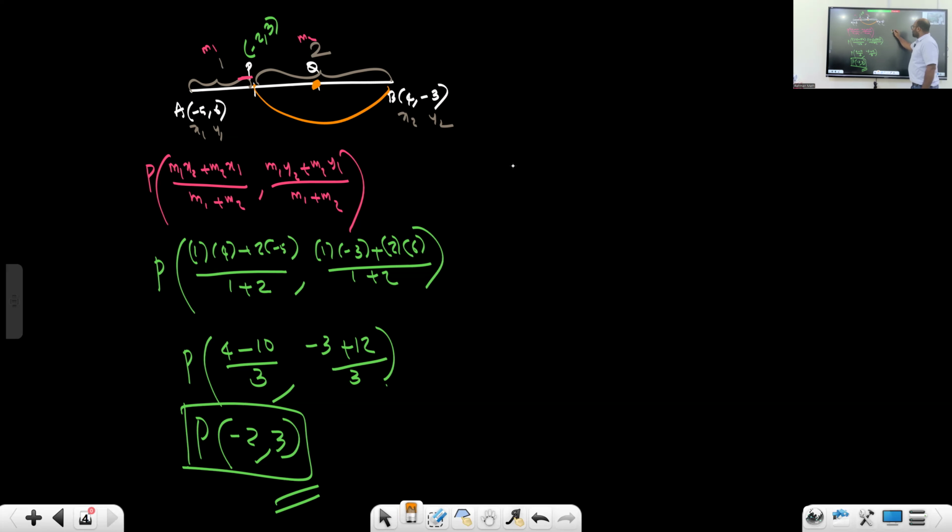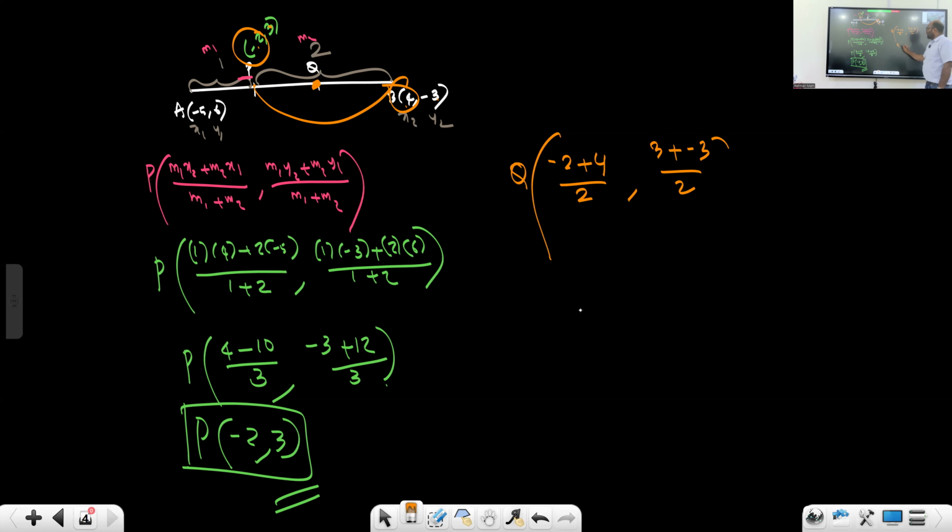Therefore, Q coordinate I am going to find. Midpoint of PB, so P and B coordinates you have to add. What is the P coordinate here? Minus 2. What is the B coordinate here? 4. So minus 2 plus 4 by 2. See, midpoint means x values add, after that y values add, by 2. Then comma, 3 plus minus 3 by 2. So Q coordinate: minus 2 plus 4 is 2, 2 by 2 is 1. 3 plus minus 3 is 0. So 1 comma 0 is the coordinate.